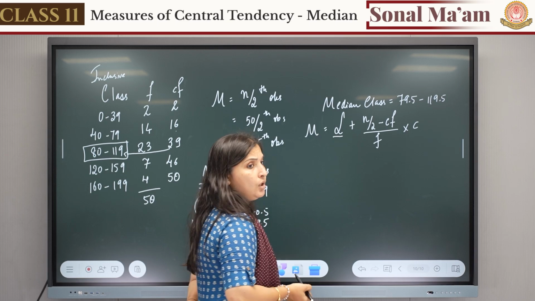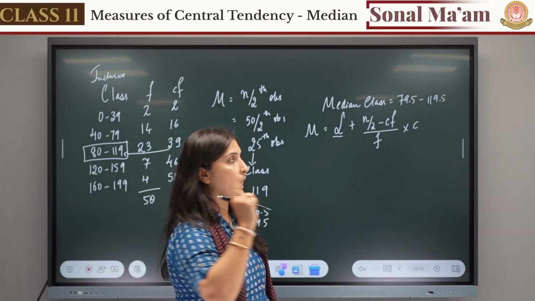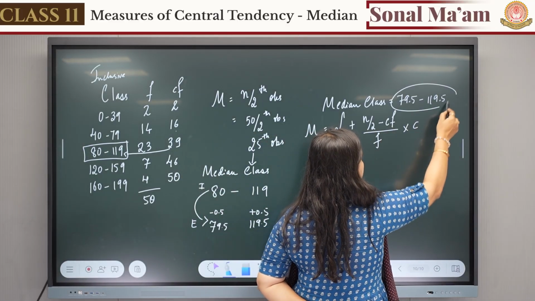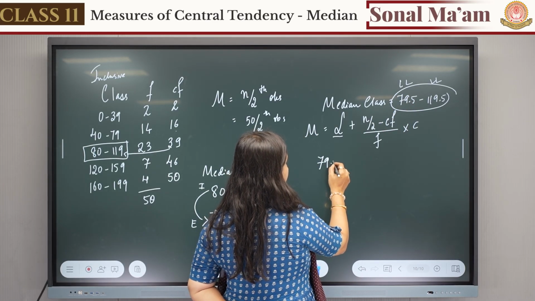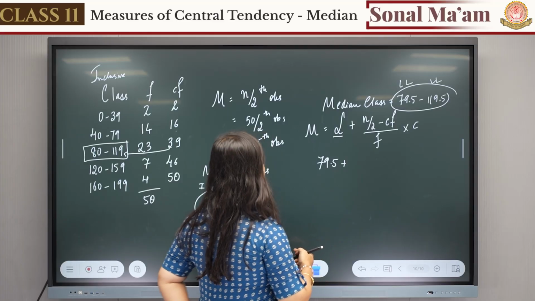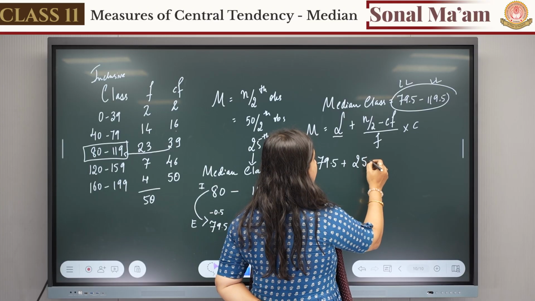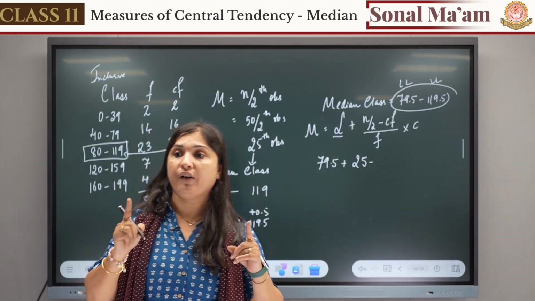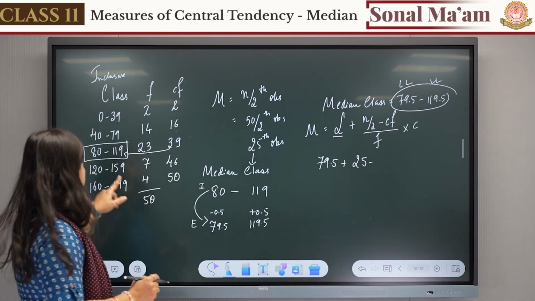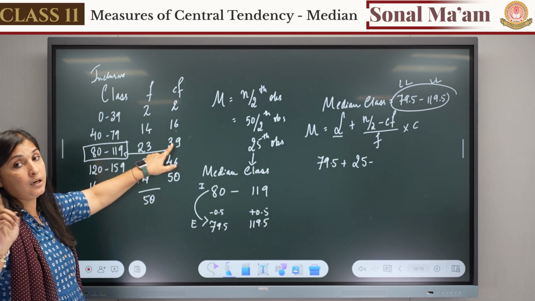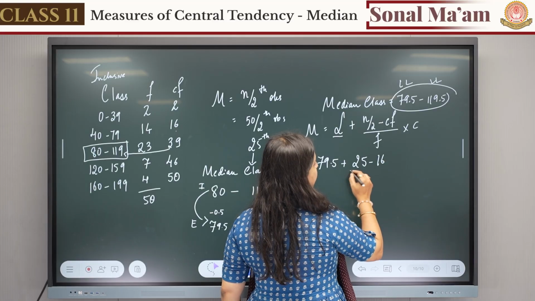Now, L is the lower limit of the median class. Median class is this. This is my lower limit and this is my upper limit. I want the lower limit. What is the lower limit? 79.5 plus N by 2. You have just found N by 2, what came? 25. Minus CF. Whenever we find CF, it will be the class above the median class. The CF of the median class was 39, but we do not want 39. We want the one above it. Who is above it? 16.